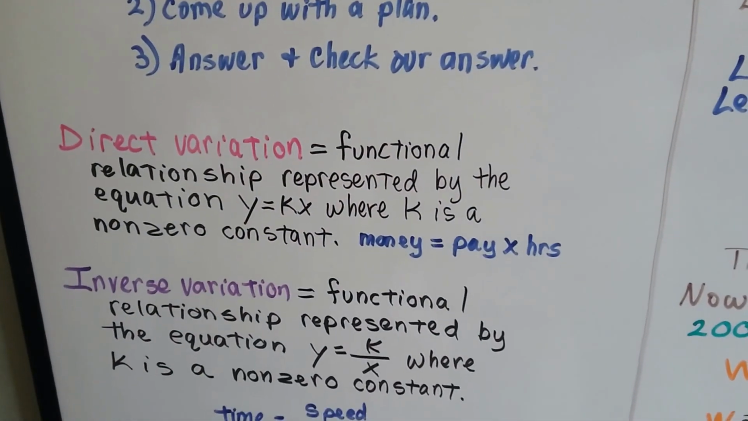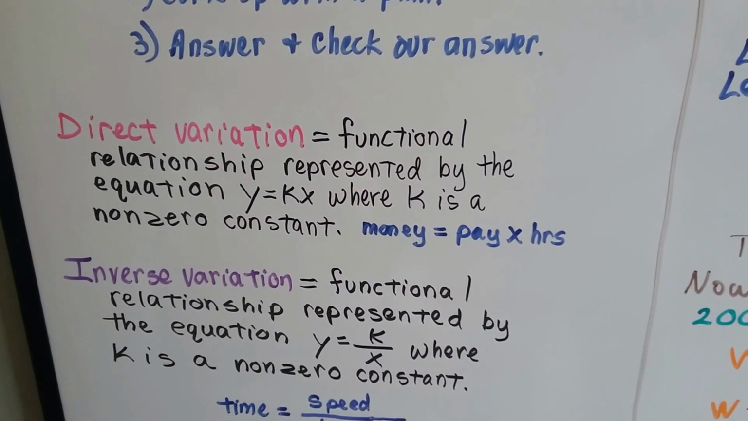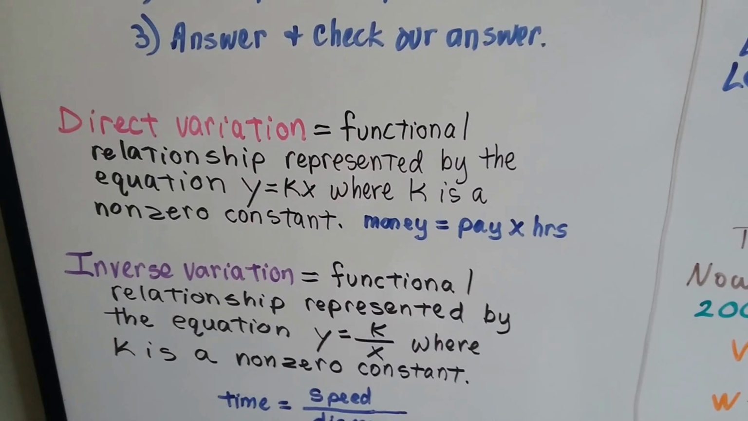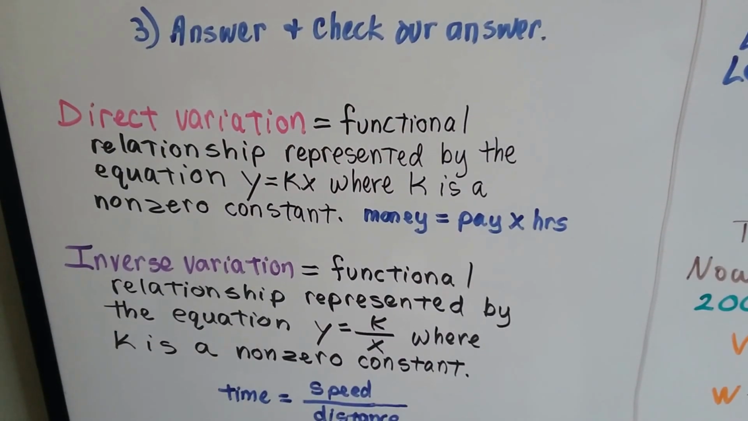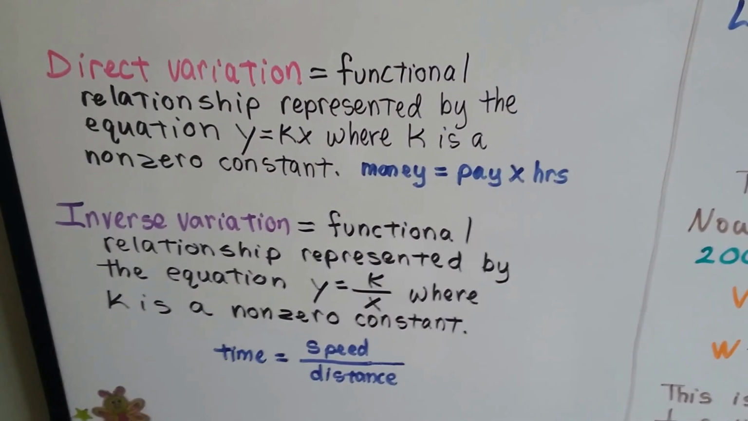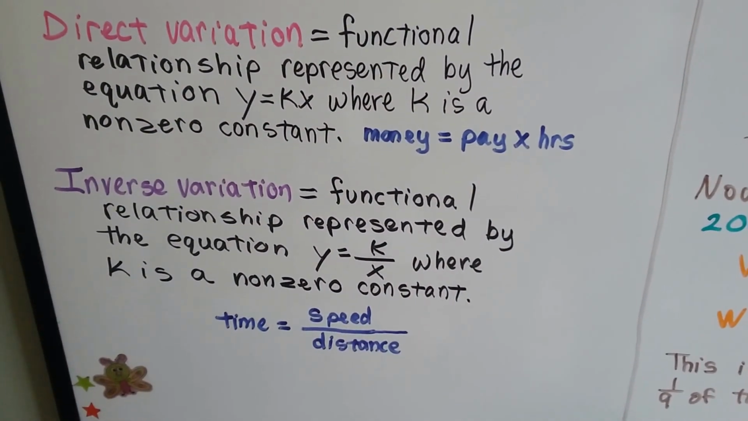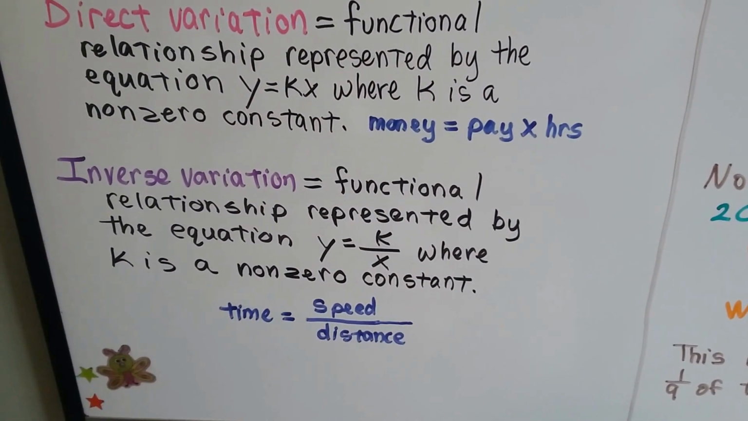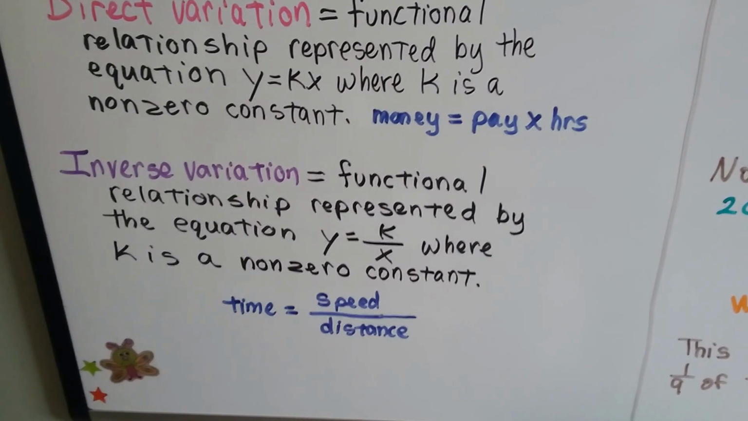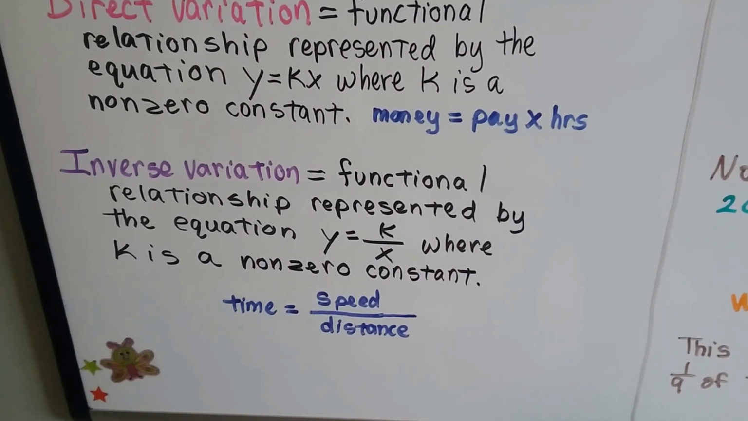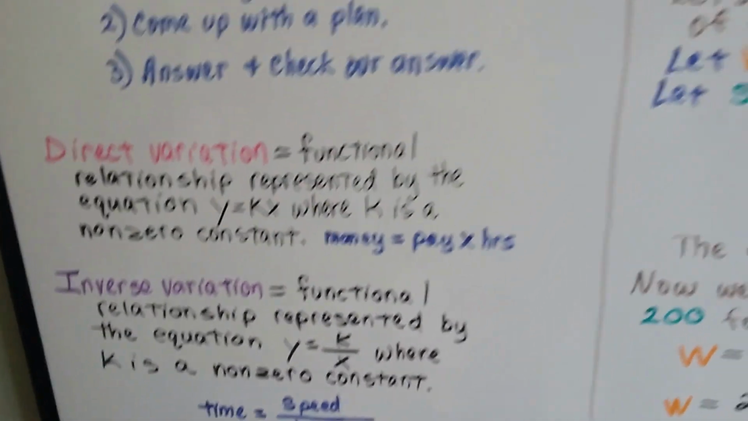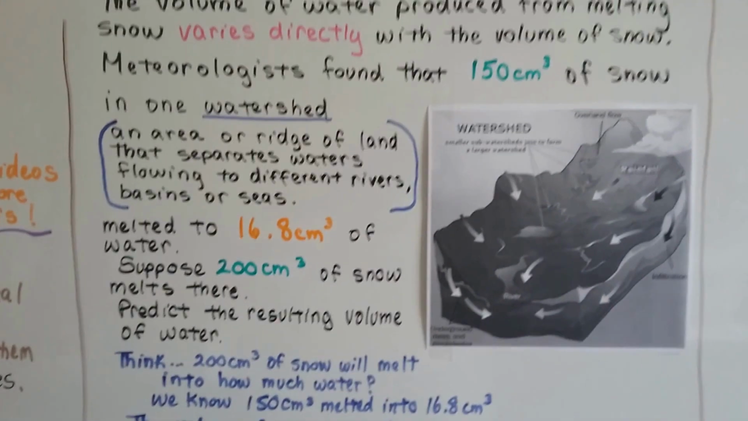So remember, direct variation is a functional relationship that's represented by an equation y equals kx, where k is a non-zero constant, like the money you earn is going to equal how much you're being paid per hour times the hours you work. Inverse variation is a functional relationship that's represented by the equation y equals k divided by x, where k is a non-zero constant. So that might be the time it takes you to get home is going to equal the speed you go divided by the distance. All right? So take a look at this.